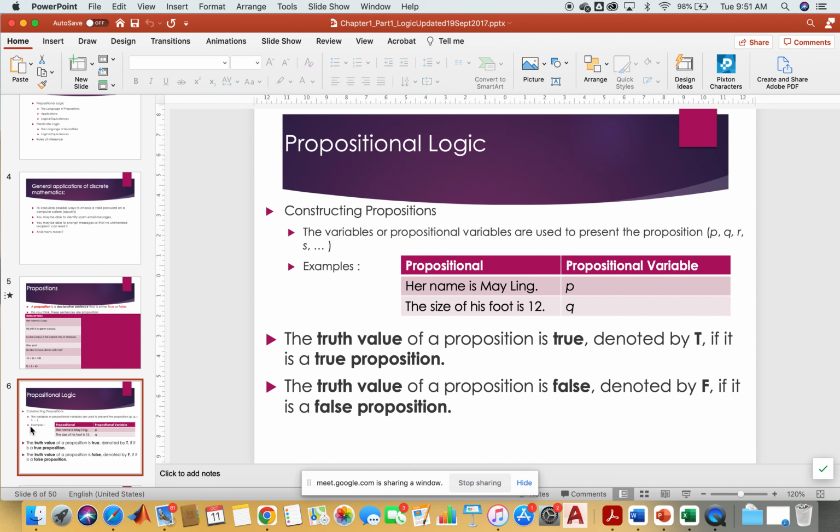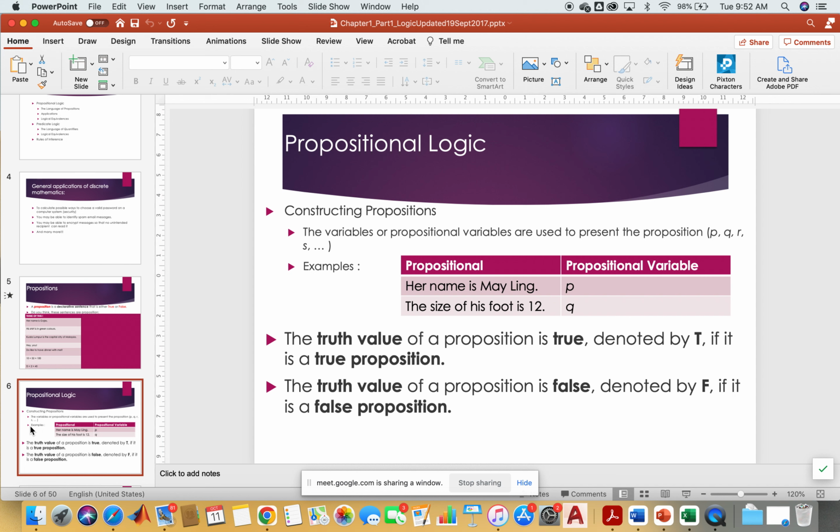Then the next step is you will insert a value to this variable. So now we actually start to construct the proposition. Let's say A is equal to 3, B is equivalent to 2, and C is equivalent to A plus B.